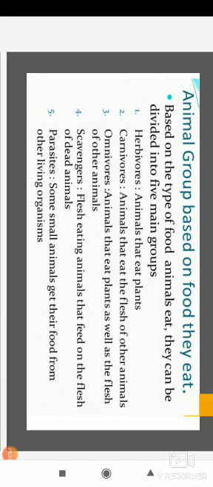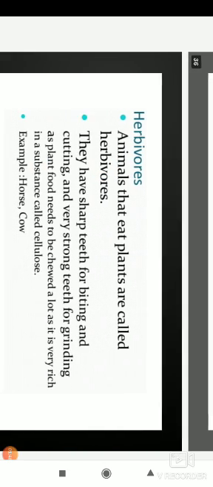And then the fifth one is parasites. These are small animals, and they get their food by depending on other animals. So there are five categories of animals based on how they eat: herbivores, carnivores, omnivores, then scavengers and parasites. Here we can see one by one how it looks.